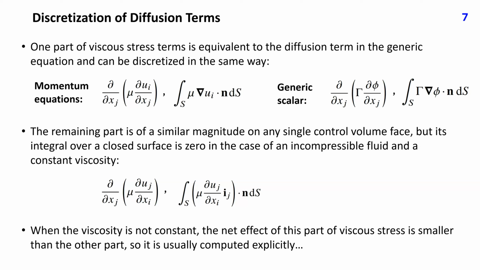When the viscosity is not constant, the extra terms create a non-zero net effect, but it is much smaller than the net effect of the other part of the stress tensor. For this reason, this part, given by these expressions, is computed explicitly using values from the preceding iteration and transferred to the right-hand side of the discretized equation.